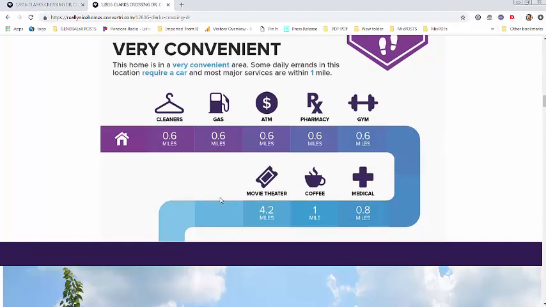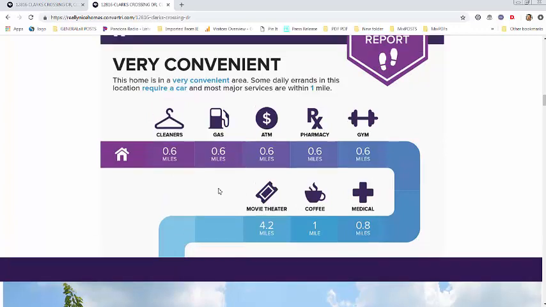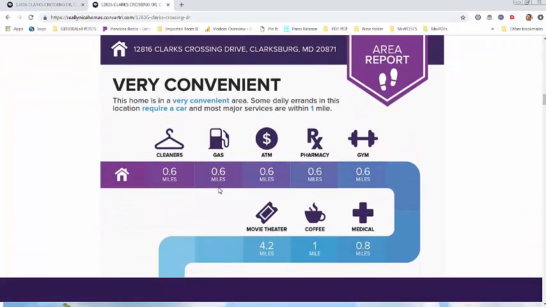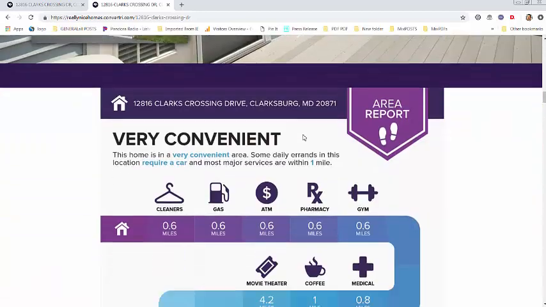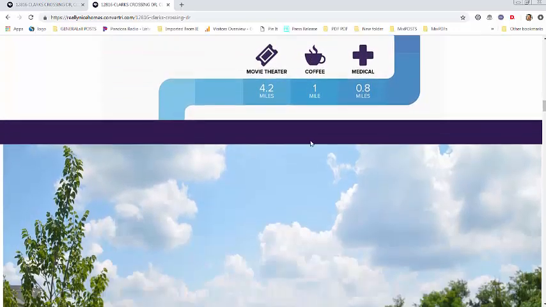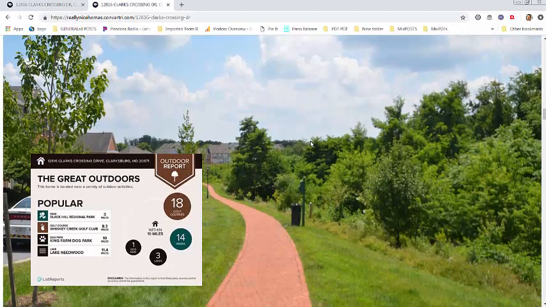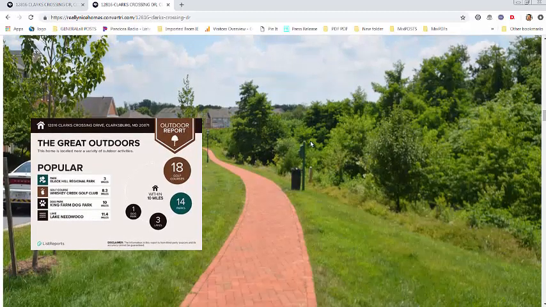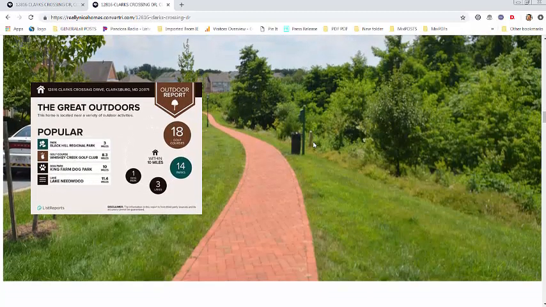So it tells them how far is the cleaners, how far is gas, how far is pharmacies, gym, medical, movie theaters. So this is something that is very convenient and a convenience way for your ad, for your brochure, to the person who's considering moving over here. You want to keep that information. This information they are not going to get on Zillow or Google unless they have to go through several steps. You want to give that information immediately.